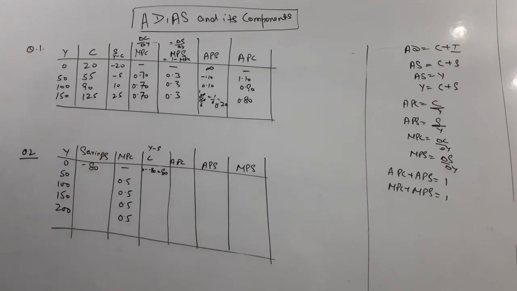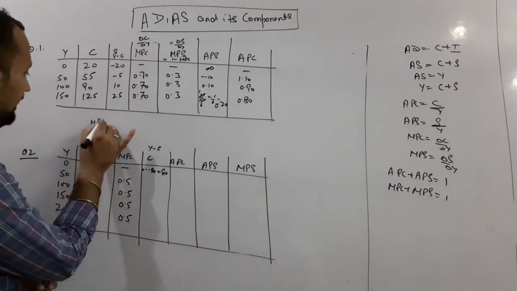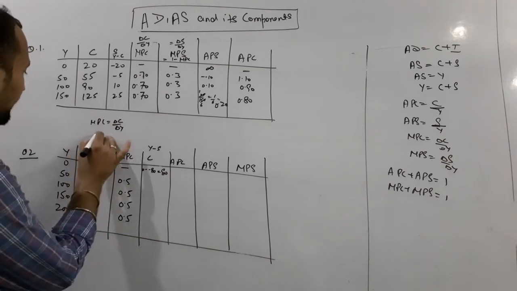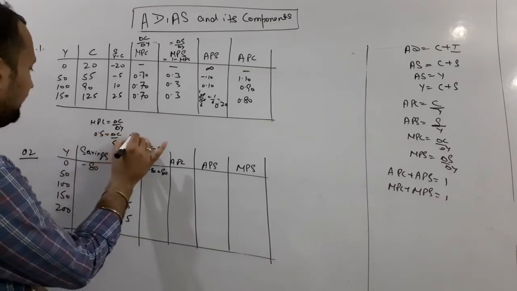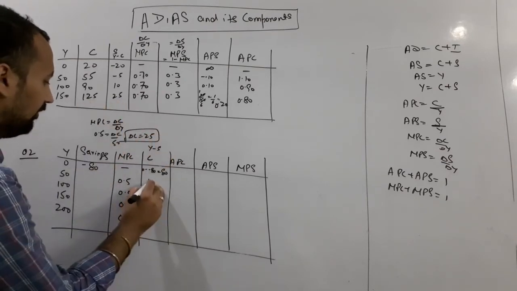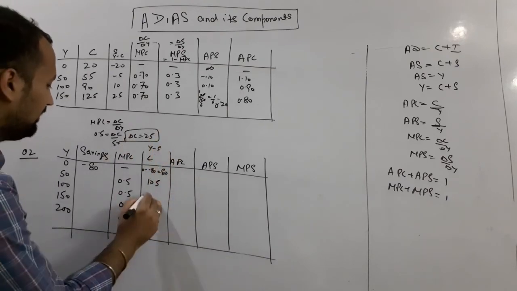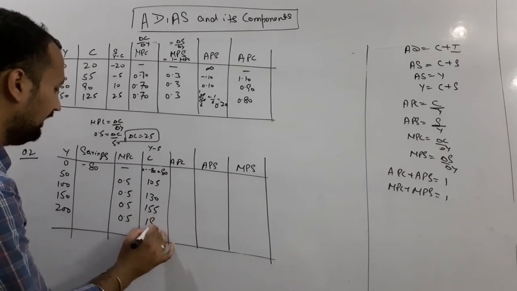The formula for MPC is delta C upon delta Y. I am writing down here MPC equals delta C upon delta Y. 0.5 equals delta C upon 50, that is delta C equals 25. So the next value is 105. Again the change is 25, that is 130, 155 and 180.